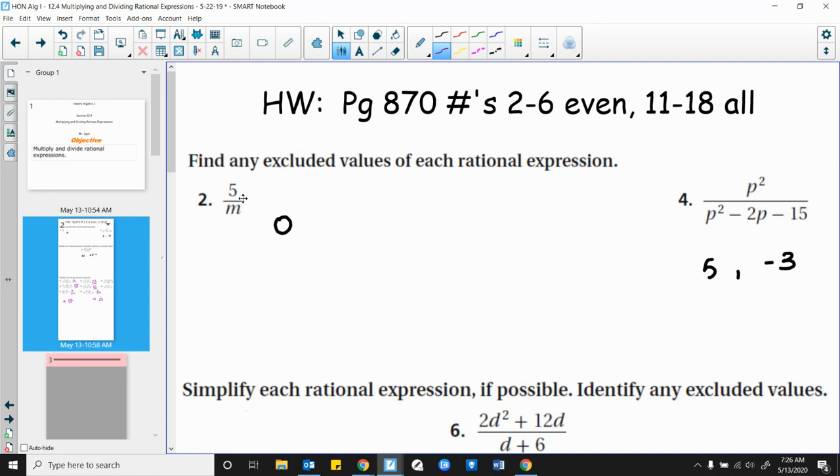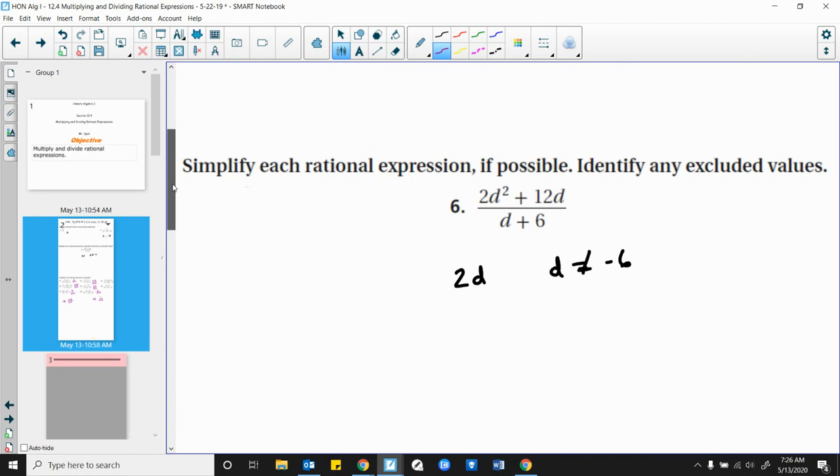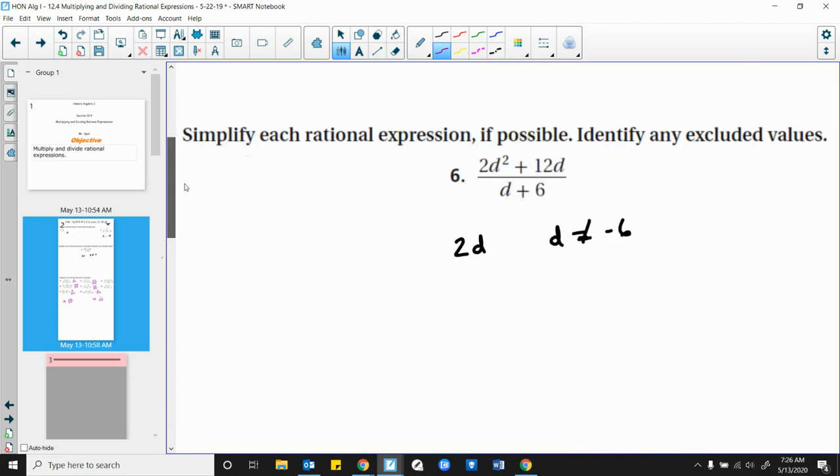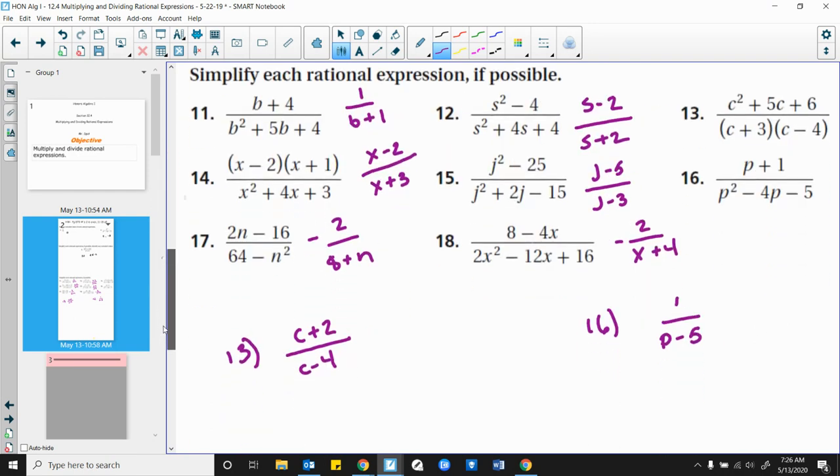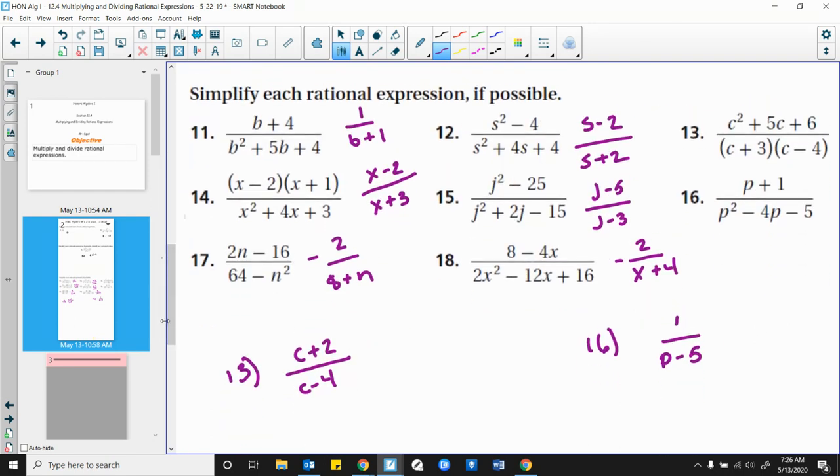Number 2, it can't be 0. Number 4, the excluded values are 5 and -3. Number 6, the excluded value is d cannot be -6, and simplified, it's just 2d. Go ahead and pause there. You have 11-18. Those are the answers. 13 and 16 are down below because I couldn't fit them there.